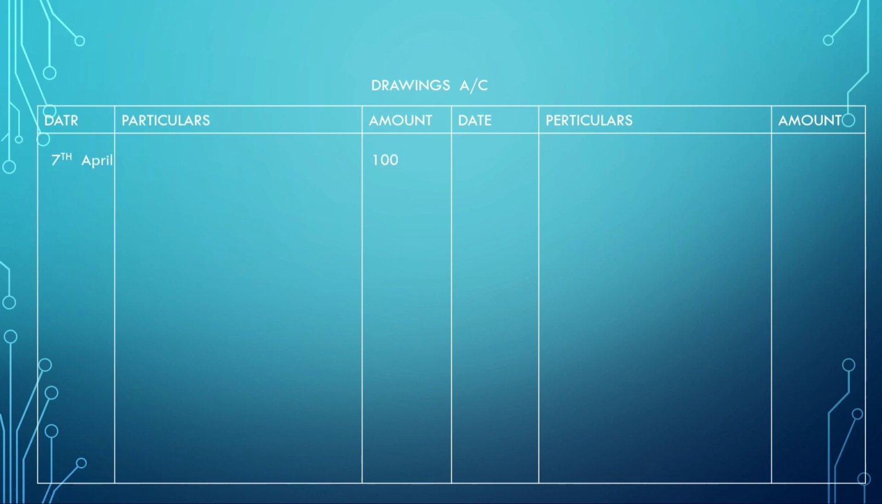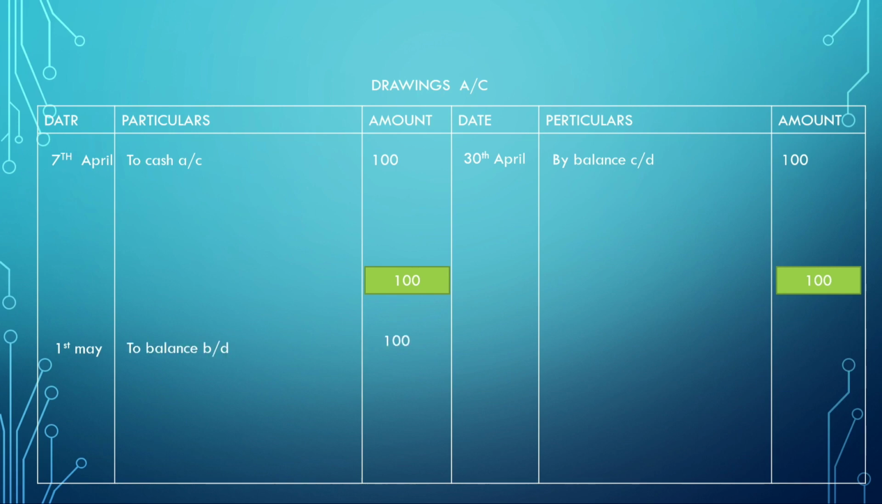This was on 7th April with the amount of 100 rupees. So here the drawings cash was coming inside and the cash was going outside, so to cash account CR. The balance is 100 rupees and 100 rupees. Here we are carrying the debit balance to the credit side. Why? Because credit is nil. So by balance carried down at the date of 30th April, this amount only we will bring down to the next month's opening balance. The next month is 1st May, to balance brought down, 100 rupees.